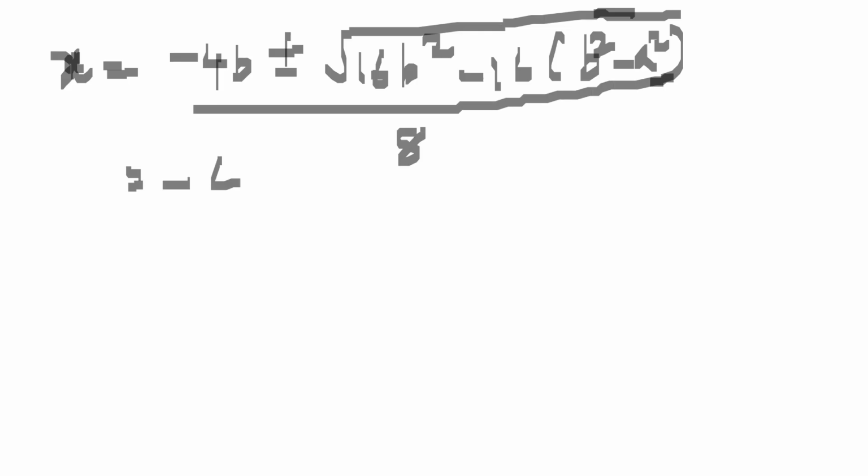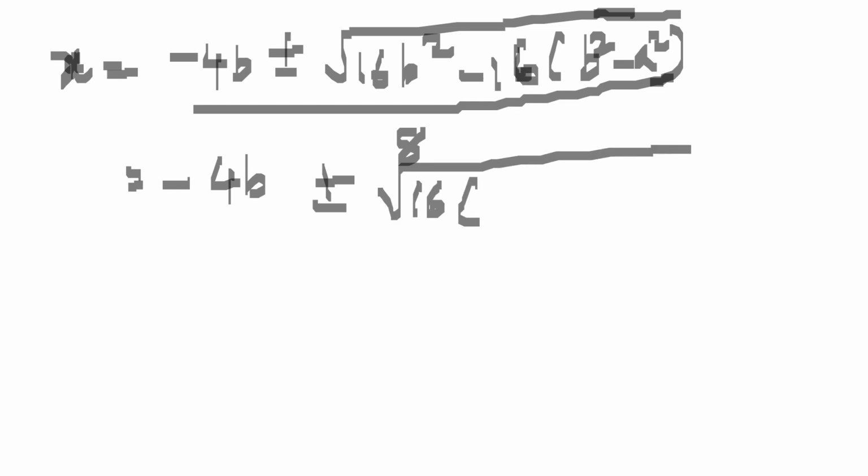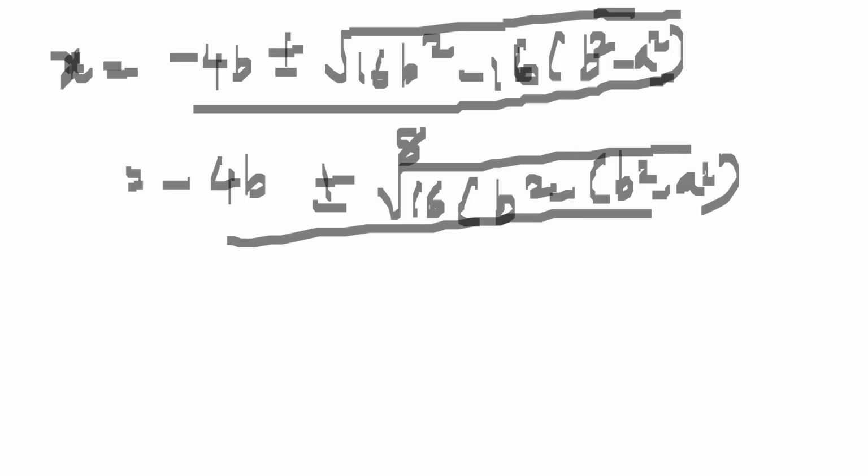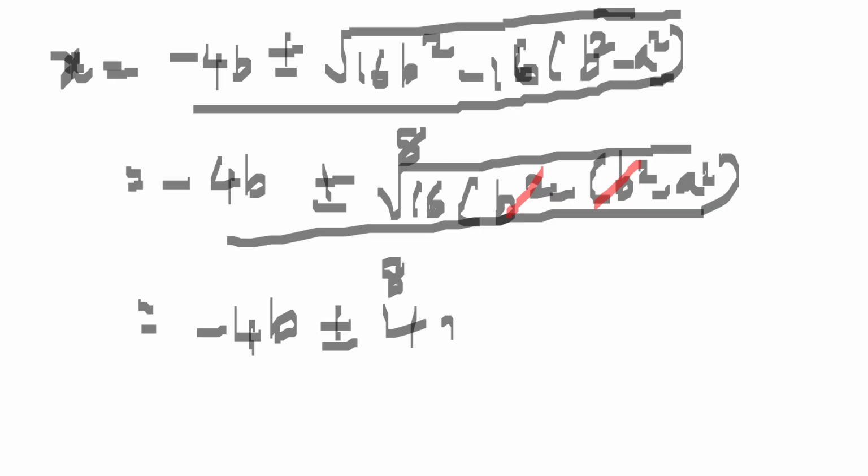Now this is minus 4b plus or minus, 16 is common. So inside the square root I am taking 16 outside, which is b square minus b square minus a square, whole divided by 8. So this is equal to minus 4b plus or minus root of 16 is 4. Inside the bracket, b square minus b square will get cancelled. Minus of minus a square will become plus a square.